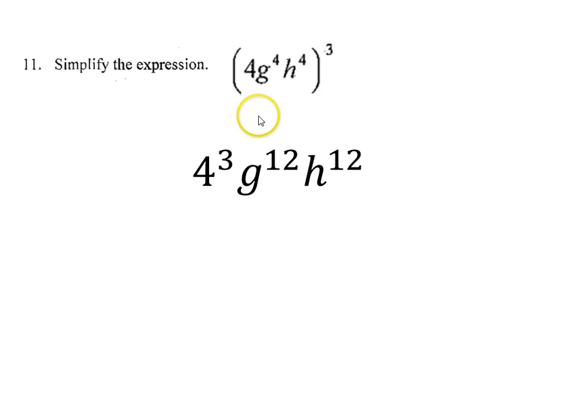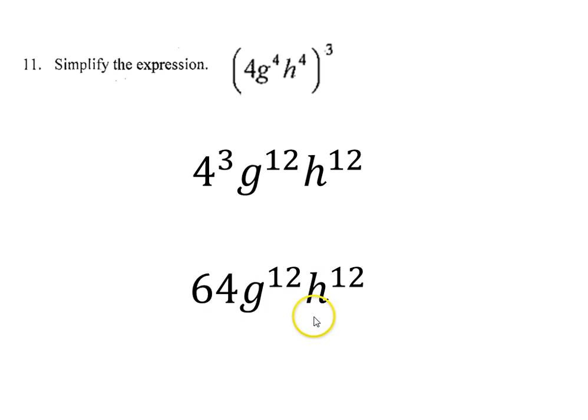When we do this, we get 4 to the third power is 4 to the third power. G to the fourth to the third power is g to the 12th, because I multiply these two exponents together. And then h to the 12th comes from h to the fourth to the third power. Power to a power, we multiply the exponents. The only simplification I can do from here is 4 to the third, and 4 to the third is 64. And I leave the g to the 12th and the h to the 12th alone. I can't combine those things. I can't multiply them because the bases are different. So we leave the expression as 64 g to the 12th times h to the 12th.